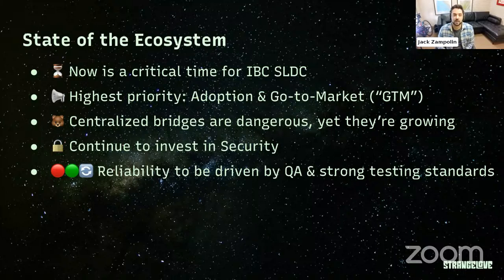The highest priority here is go-to-market and adoption. And that's because the competition that we face, centralized bridges, are dangerous and a proven vector for hacks, yet they're still growing. And I think that that is a big risk that we need to address. We need to continue to invest in security, as Suzanne and the IBC Go team, as well as the Informal team, aptly pointed out. And we need that reliability in the software to be driven by QA and strong testing standards.